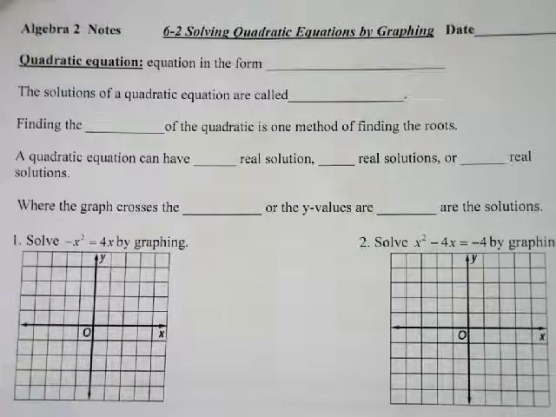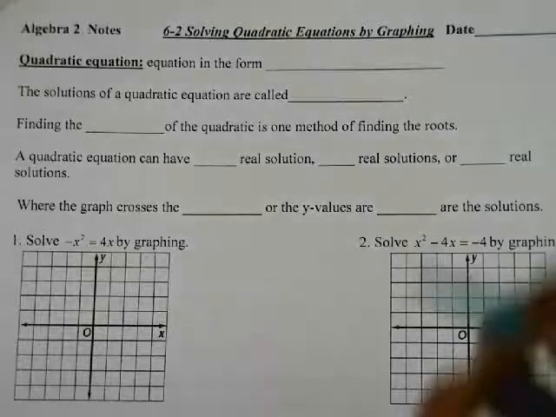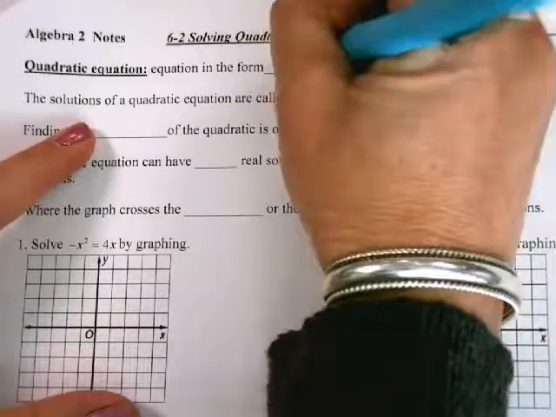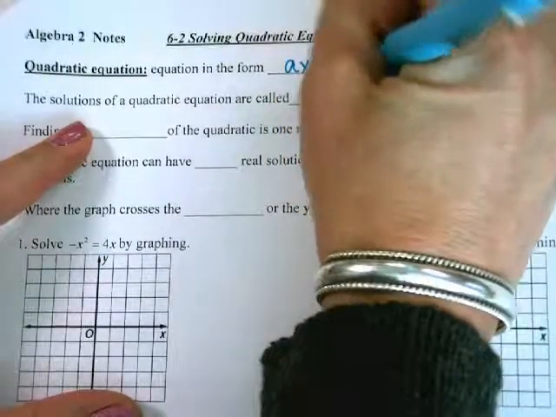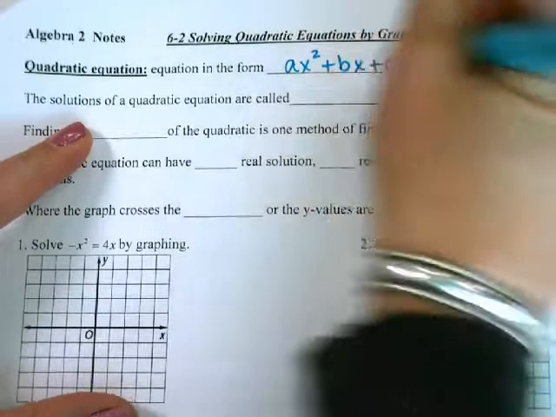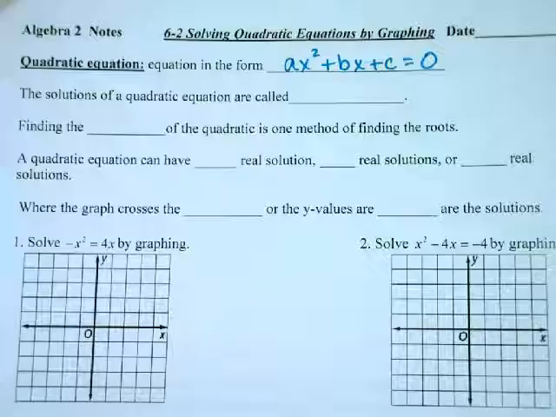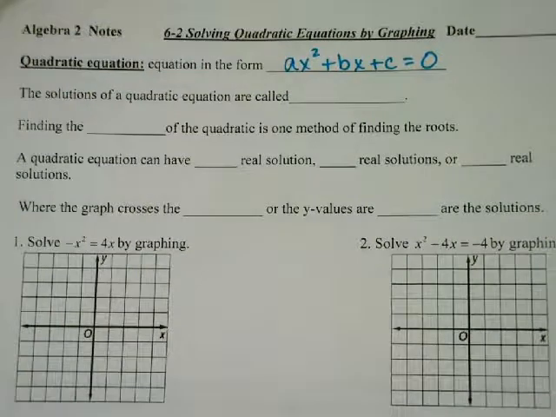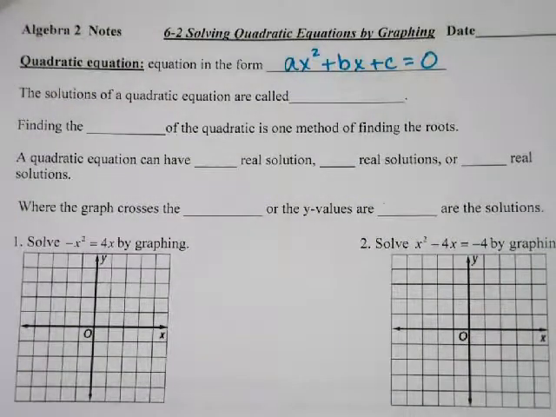Okay, so when we look at 6.2, it says solving quadratic equations by graphing. So we spent that whole time on 6.1 graphing them, and now we're going to solve them. So a quadratic equation is an equation in the form of ax squared plus bx plus c equals 0. This whole chapter 6 is all about parabolas. Everything you graph, everything you look at will be a parabola. It'll be x squared.